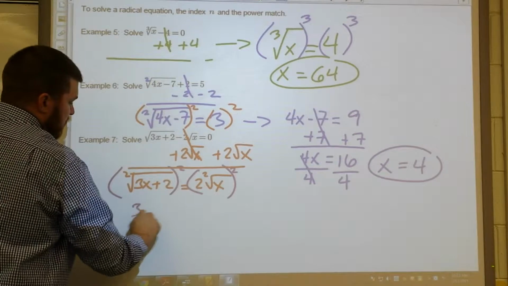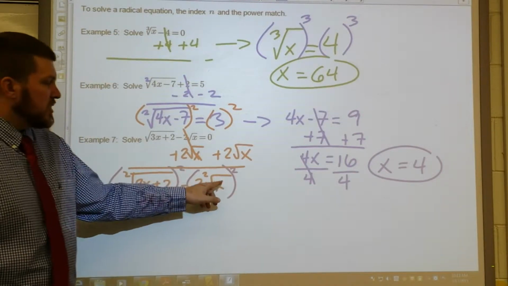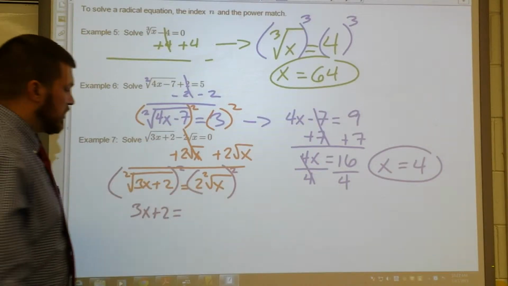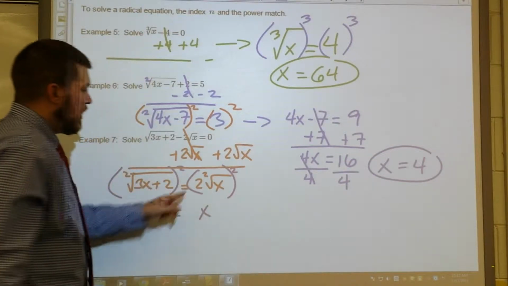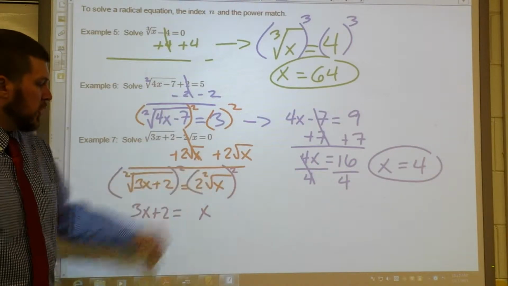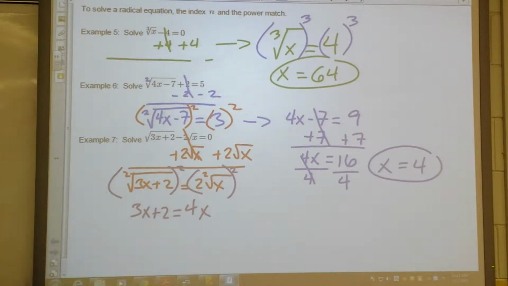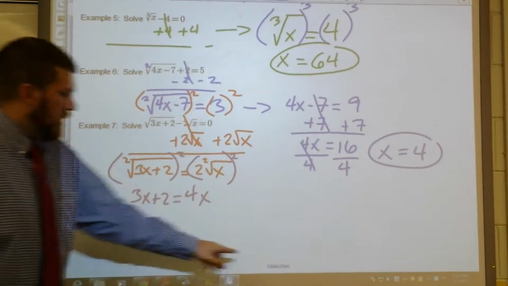They do. So 3x plus 2 equals. Now, you've got to be careful with this side. Obviously, power 2, index 2 is going to cancel out, so x is going to fall down. But what about the 2 on the outside? Well, that 2 is still being squared, so 2 squared is 4. If you don't square that number on the outside, the equation is not going to come out right. Now we're ready to keep going.